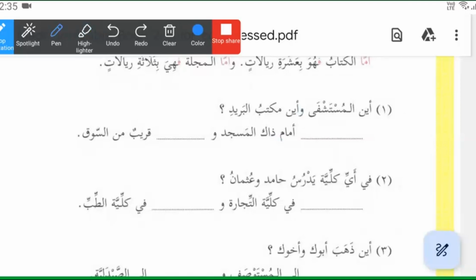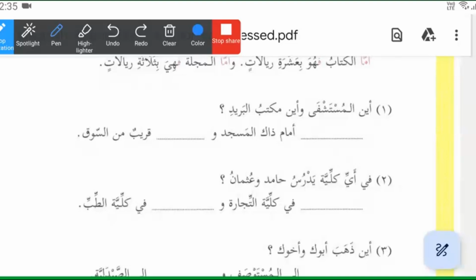Wa maktabul baridi fahuwa karibun min as-suq. As far as the maktabul barid is concerned, fahuwa karibun min as-suq, it is near the road.